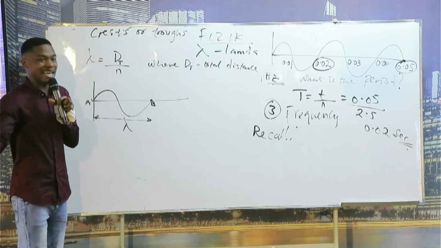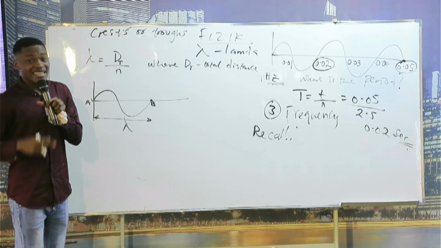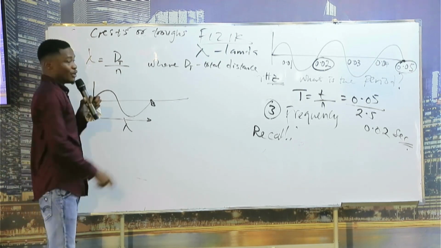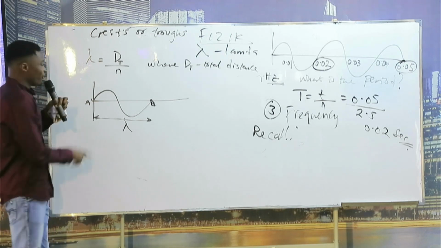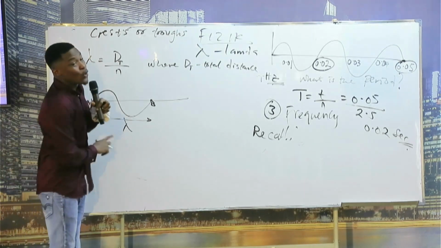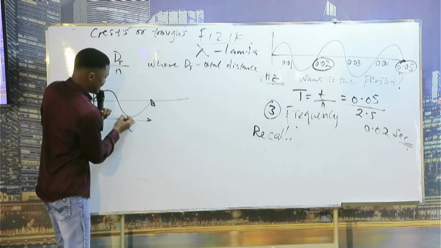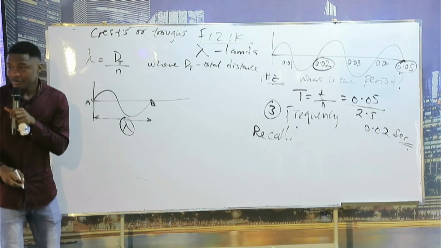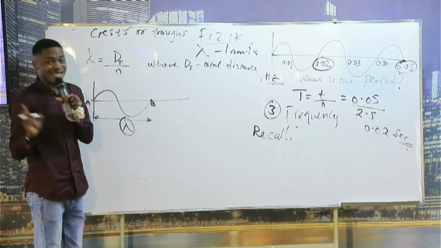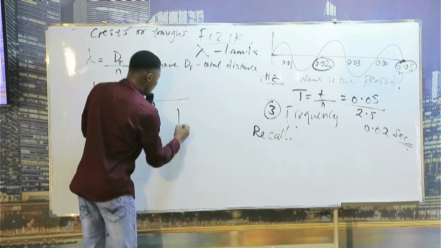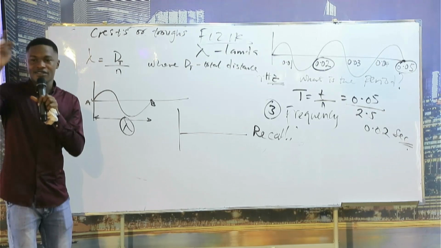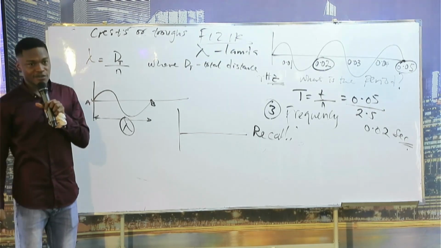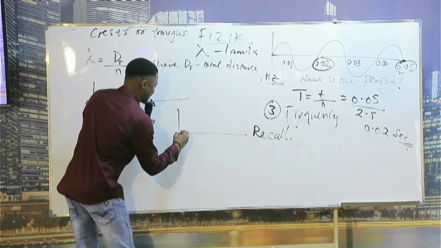Time is different from distance. The time it will take to move from A to B is the period. But the distance it will move from A to B is the wavelength, and this is the symbol for wavelength. If you don't want to use that definition, you can say wavelength is the distance between successive crests or troughs. What do I mean by that?